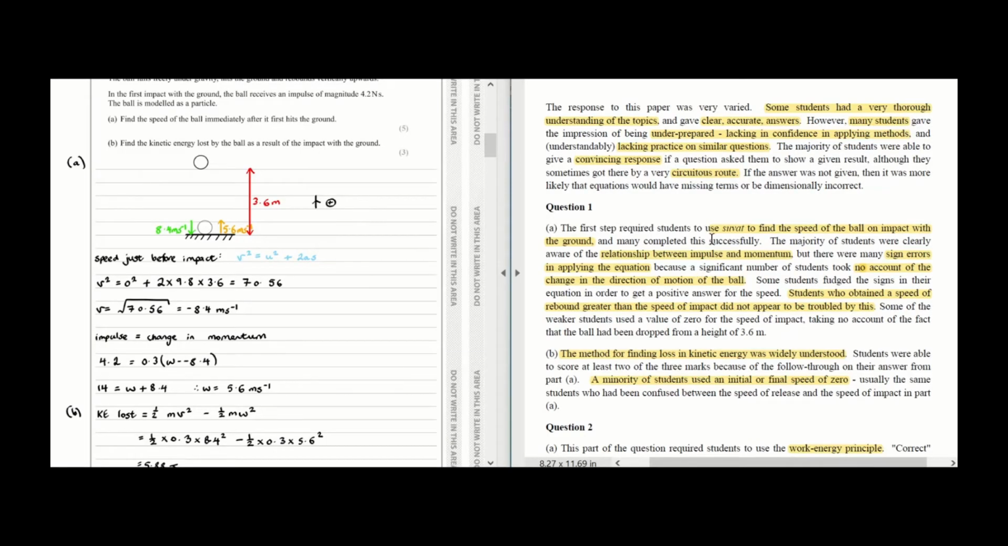In terms of question 1, that required us to use the Suvat equations to find the speed of the ball on impact with the ground. Many people did that successfully, but there was a bit of a problem with knowing what the definition is for the impulse momentum relationship. Many people made sign errors, and one thing you notice I did was I defined which direction was positive first before anything else, and that would have helped to reduce the probability of you getting a sign error.